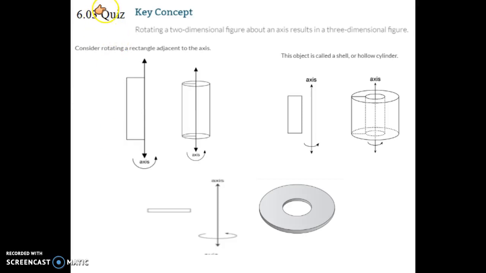All right, the 6.03 quiz is about being able to visualize when you're rotating a two-dimensional figure about an axis. Now, it's going to form a three-dimensional figure. So what you need to do is just visualize.